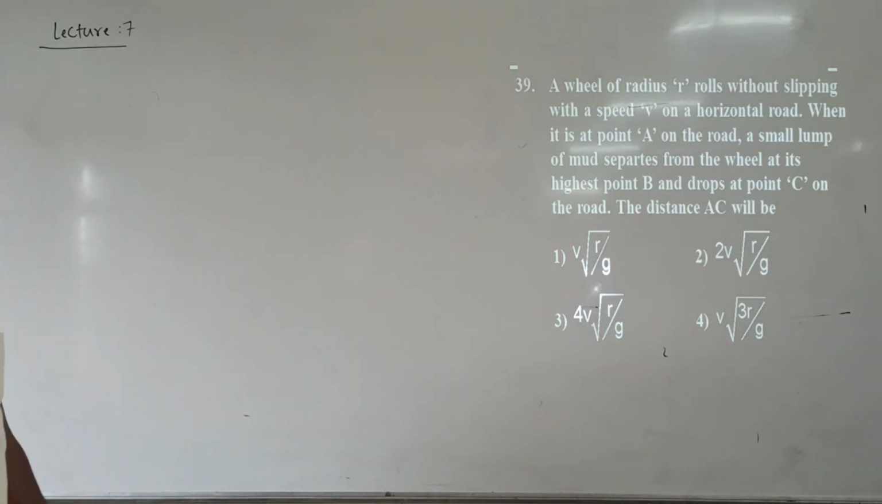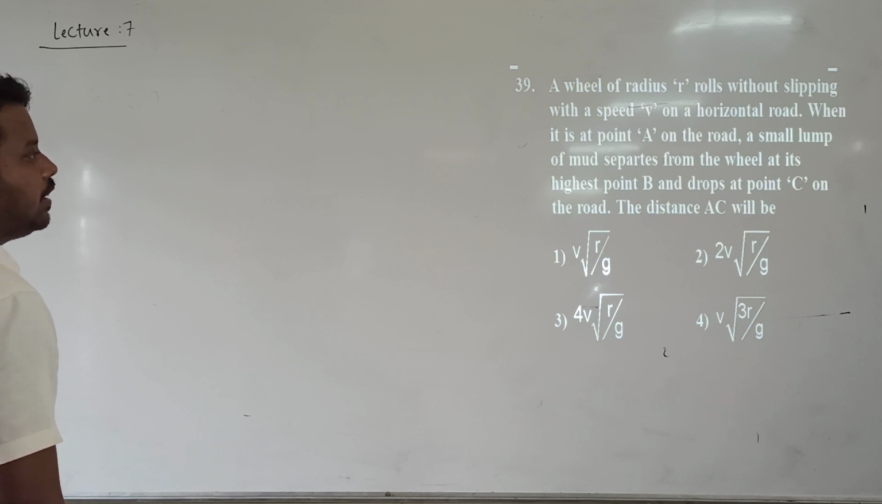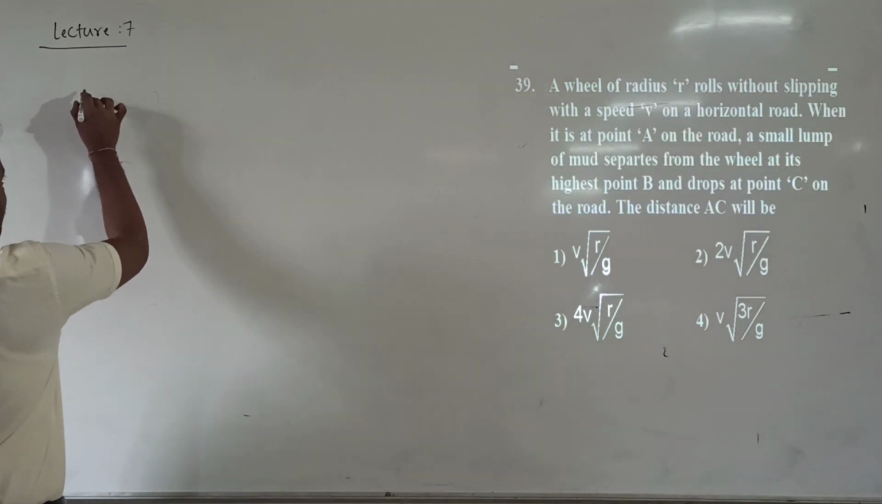A wheel of radius r is rolling without slipping with a speed v on a horizontal road. When it is at a point A on the road, a small lump of mud separates from the wheel at its highest point B and drops at the point C on the road. What is the distance AC?